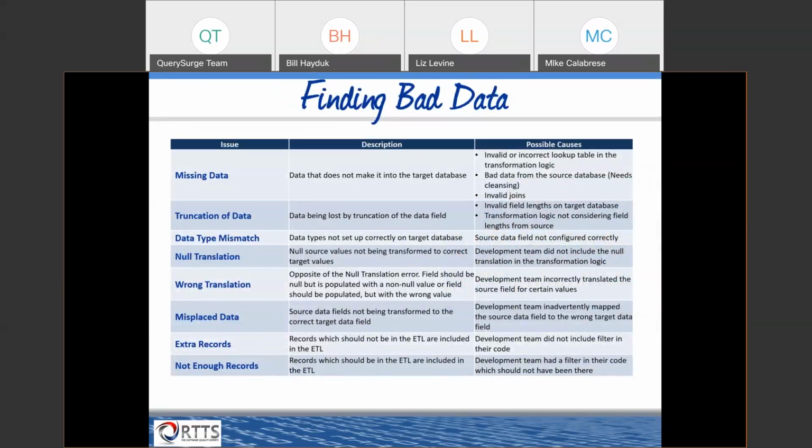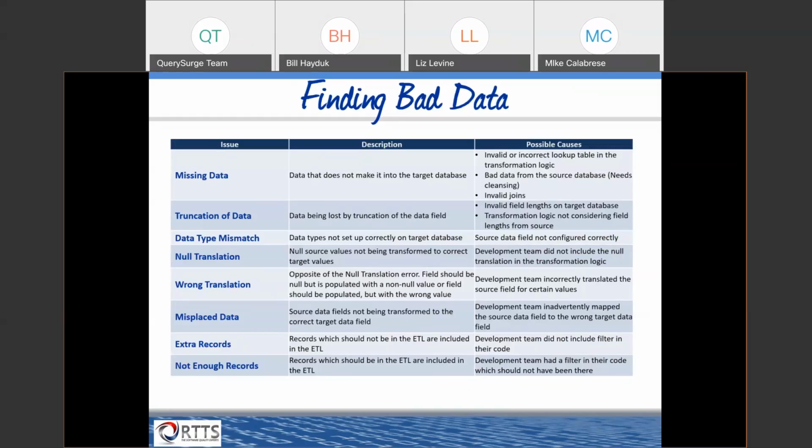So now I'd like to talk about some of the different categorizations of bad data that we may see in our data validation process. The first being missing data. So data that has not made it from your source to your target, maybe due to an incorrect lookup table or an invalid join in the ETL process. In addition to that, truncation of data is also a key issue to keep an eye on. So this is data that's moving across your system, but let's say it's a large text field, and in your target database, the field width cannot handle that. So you end up seeing certain data points being cut off.